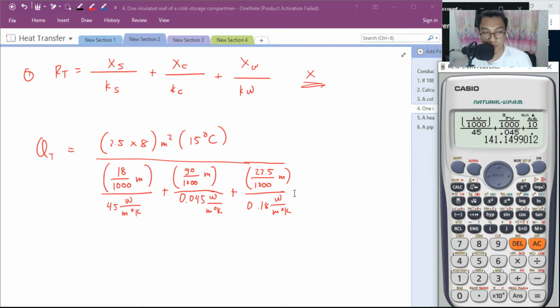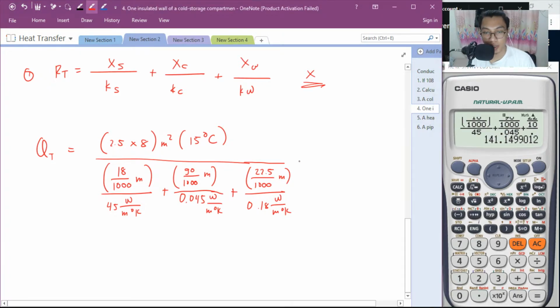The answer is 141.1499. Ano natira na unit? Tignan mo. Meter squared, meter squared. Kelvin. Ito, Kelvin din. Cancel, cancel. Yung watt, meter squared dito, meter squared, meter squared, meter, meter, meter, meter. Ang natira is watts. So, this is watt. Okay?